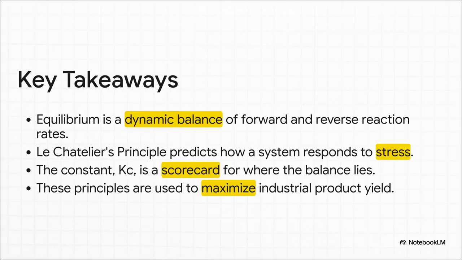What did we learn? 1. Equilibrium is this dynamic, nonstop balance of reaction speeds. 2. Le Chatelier's principle is our crystal ball. It predicts how that balance will shift when we mess with it. 3. Kc is the numerical scorecard that tells us where that balance point actually is. And 4. This isn't just textbook stuff. These ideas are used to make more product in some of the most important industries on Earth.